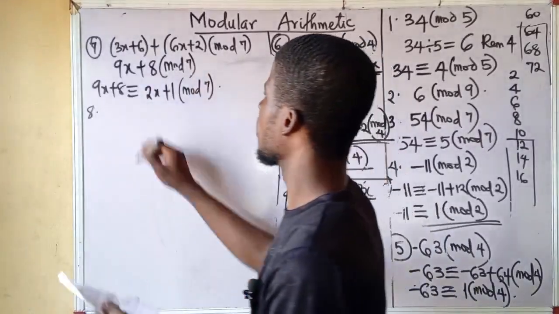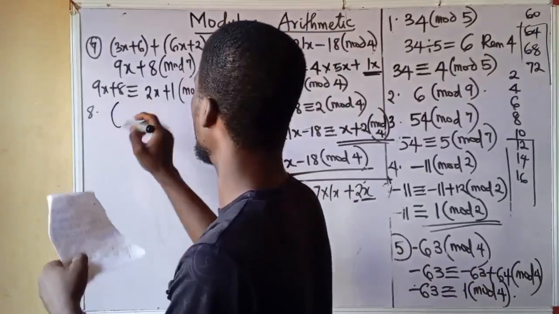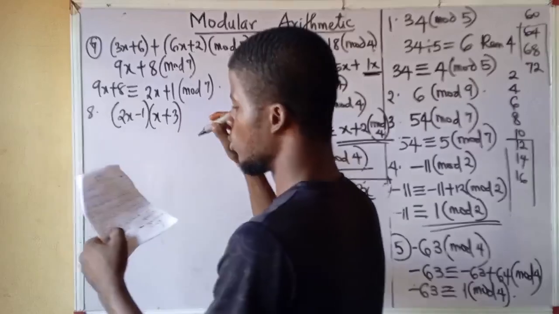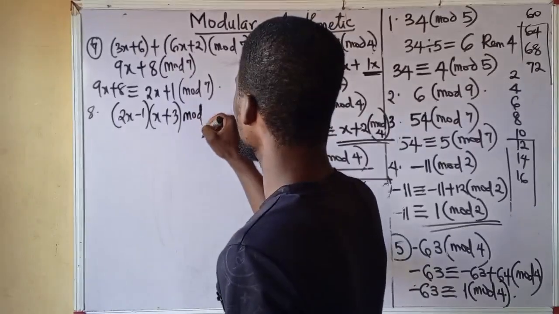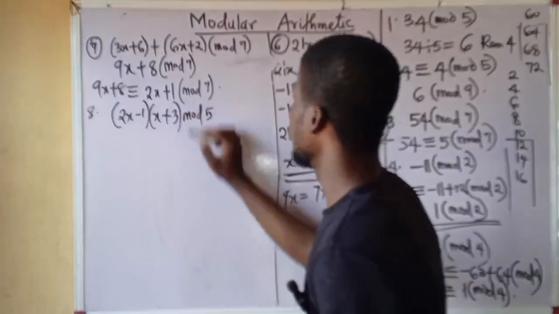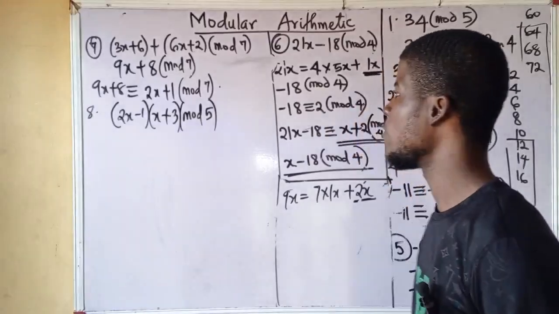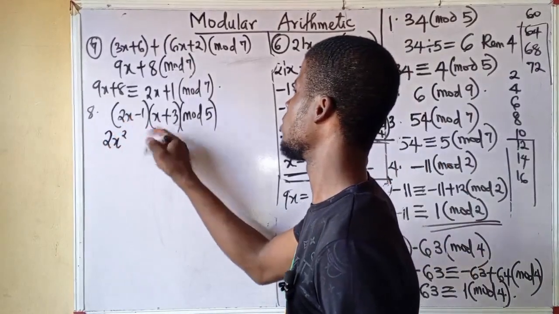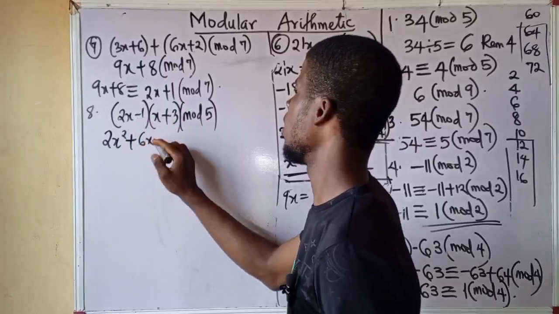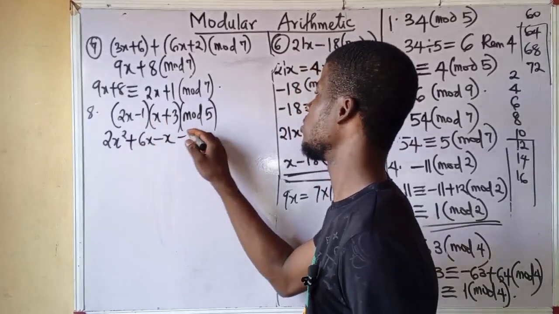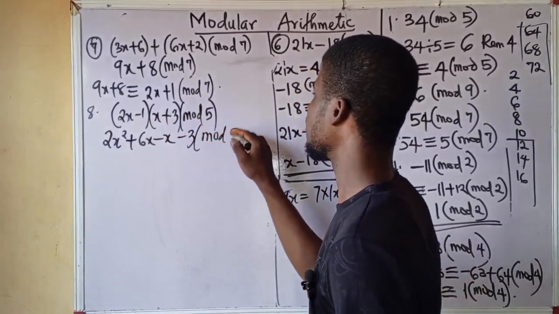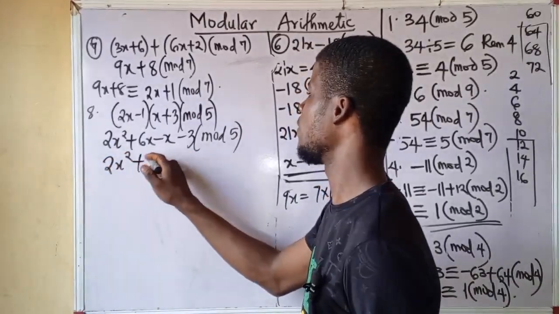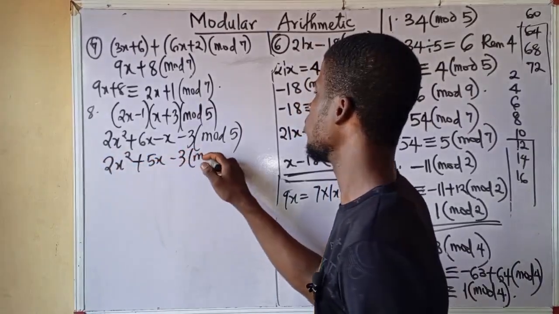Question 8 says, what is 3x? Okay, we've done that. 2x minus 1 multiplied by x plus 3 modulo 5. Okay, let's go ahead. It's quite easy. If I expand that bracket, 2x times x is 2x squared. 2x times 3 is 6x. Minus 1 times x is minus x. Minus 1 times 3 is minus 3. All in modulo 5. So this is 2x squared, 6x minus x is 5x, minus 3 modulo 5.